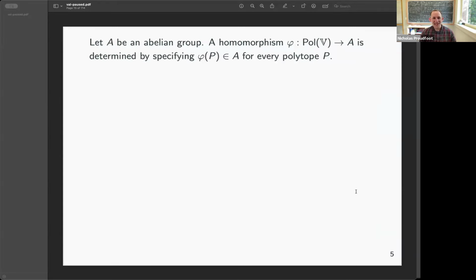Okay, so that's a decomposition. So now I want to talk about homomorphism.